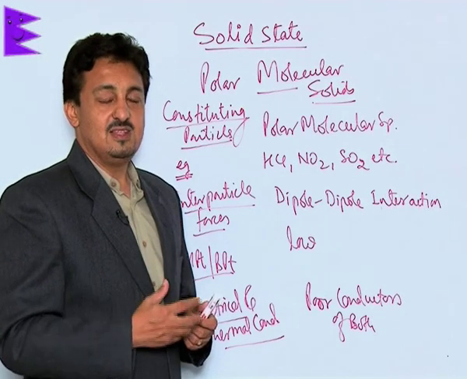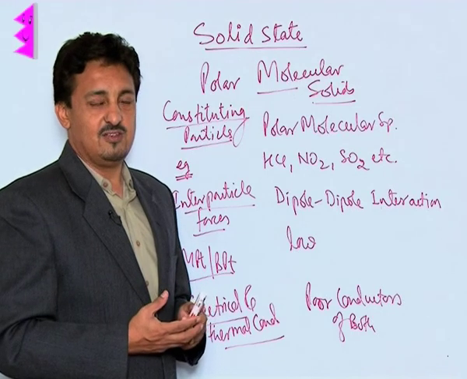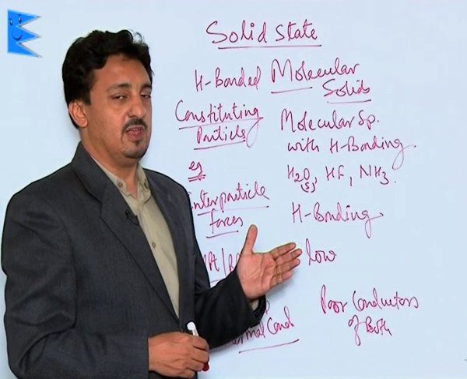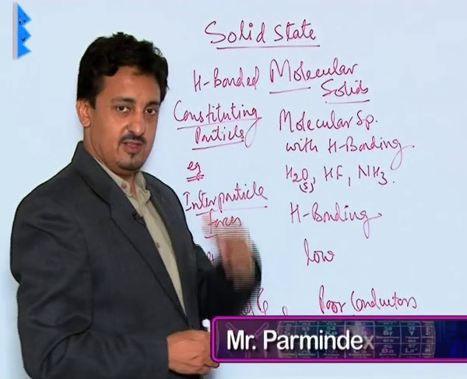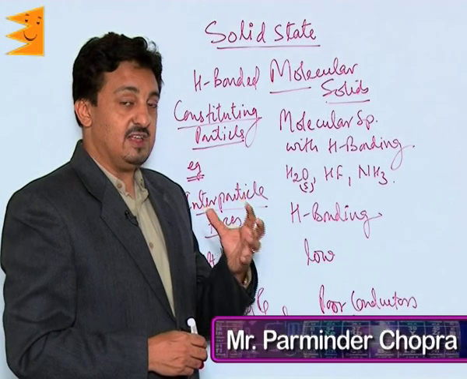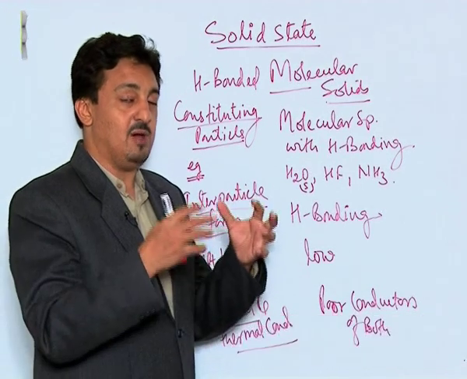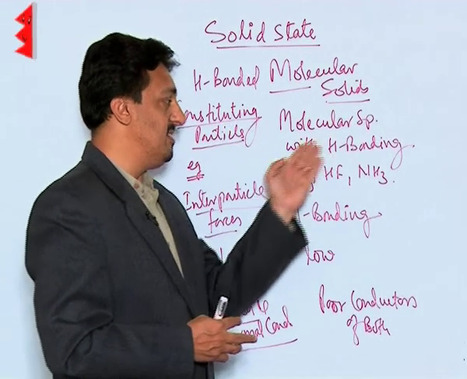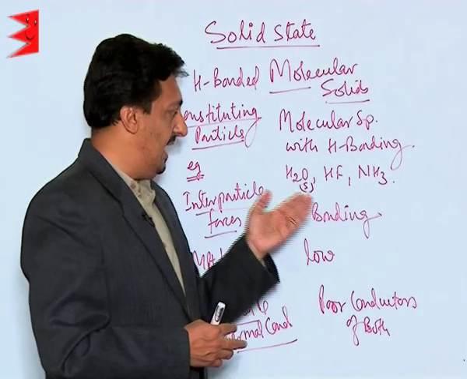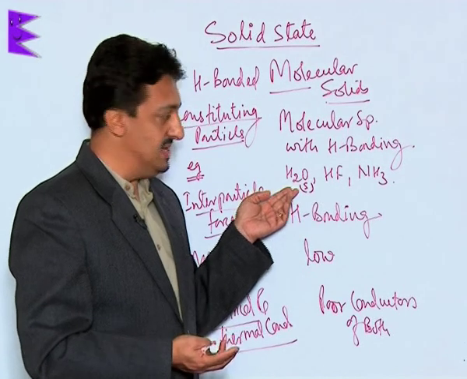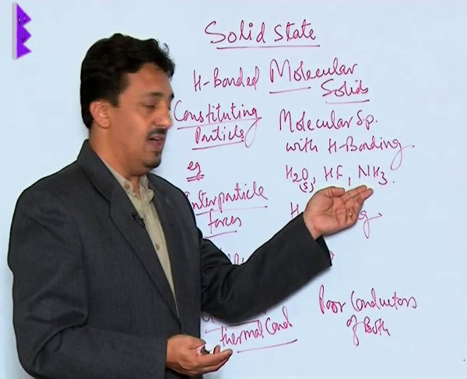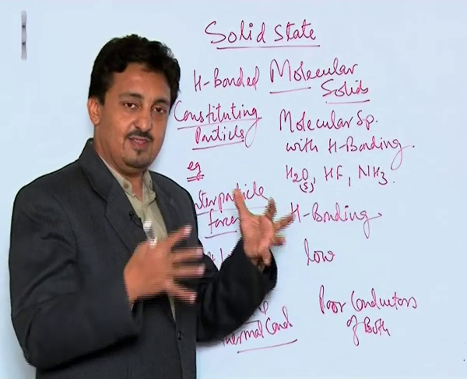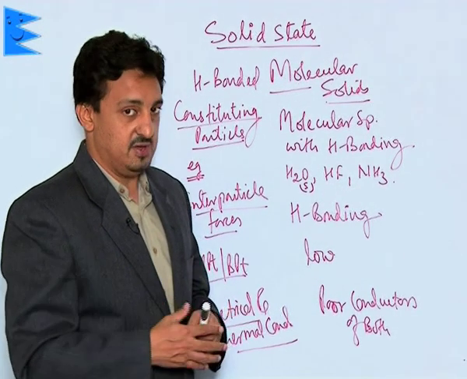Now let us see the third type of the molecular solids called hydrogen bonded molecular solids. In these, we study those molecular species which develop hydrogen bonding between them. So the constituting particles are molecular species with hydrogen bonding. And the examples are water, solid ice, HF, hydrogen fluoride, and ammonia. They easily develop hydrogen bonding, and in the solid state, they develop extensive hydrogen bonding.